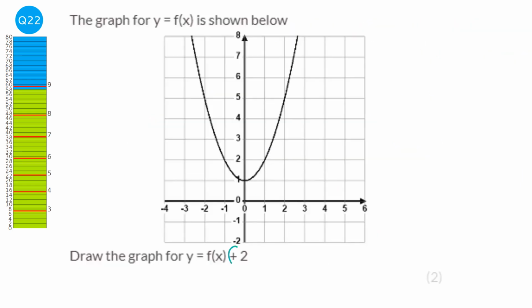We have a +2 on the outside of a function, which means that the y coordinates will all just shift up 2 places. So if I look at this point here, I need to shift that up by 2. If I look at this point here, shift that up by 2. The bottom will go to 3, and we're just going through shifting all of the coordinates up, and then just drawing our new function.